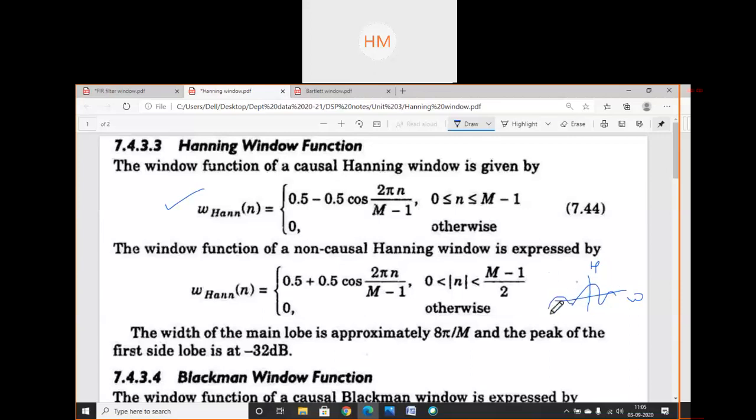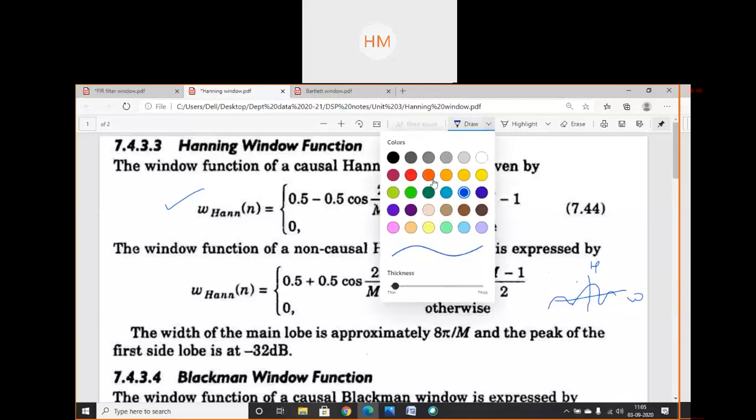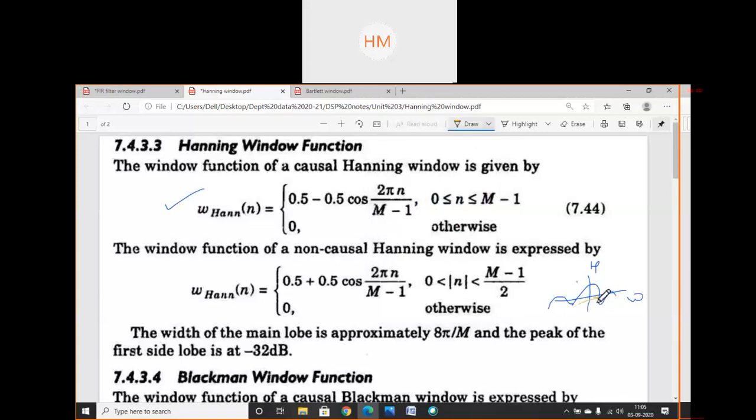where this is my main lobe width. I will change the color over here. This is the width of my main lobe, where the maximum energy will be, and the transition width of the main lobe is here. See, for the rectangular window, this main lobe width is 4 pi by m. Clear? For the Hamming window and for the Hanning window, it is 8 pi by m.